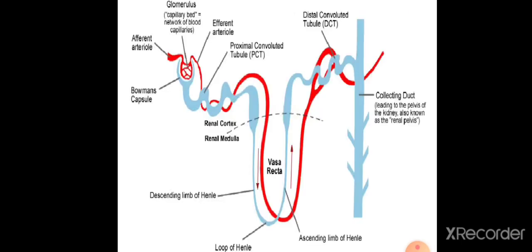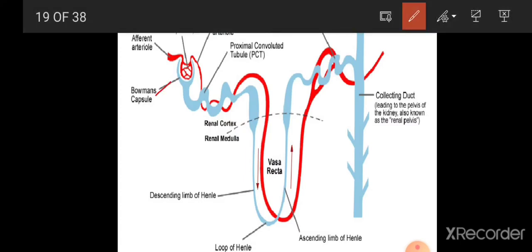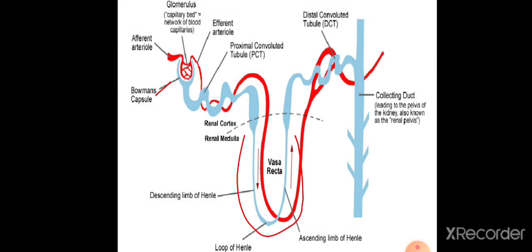Now we come to the structure of nephron. The nephron contains the cup-like structure known as Bowman's capsule. So this is the Bowman's capsule. Then after that we have the tubular structure which is convoluted. This is known as proximal convoluted tubule. Then we have the U-shaped loop which is known as loop of Henle. Then we have another convoluted tubule that is known as distal convoluted tubule. This distal convoluted tubule is opening into the collecting duct.